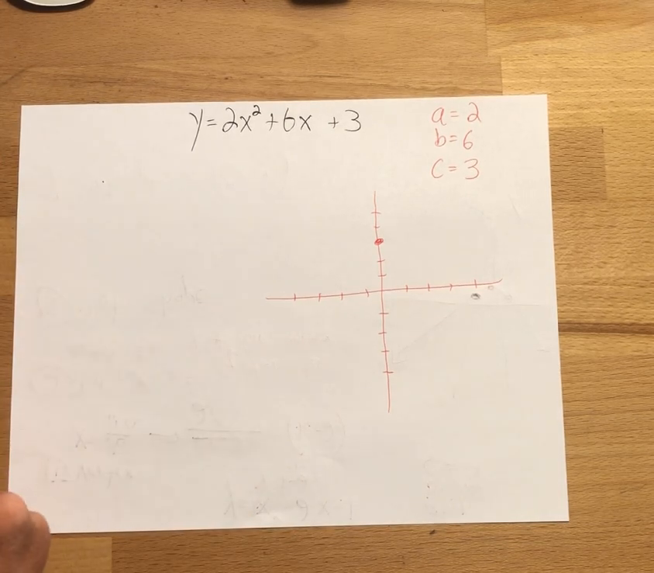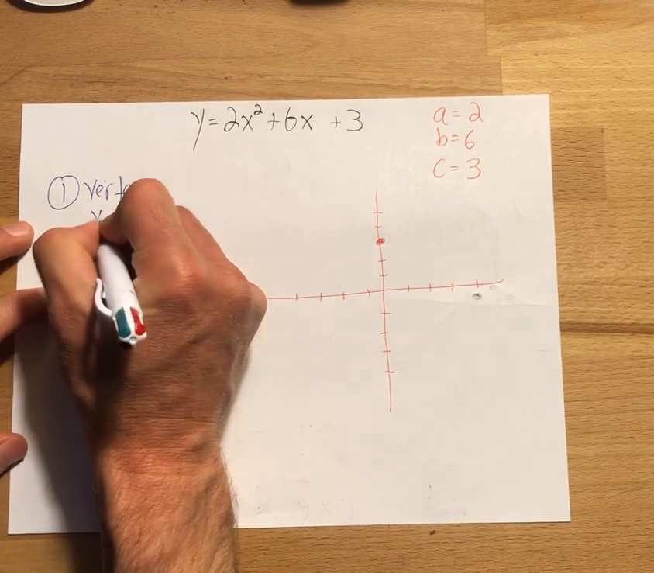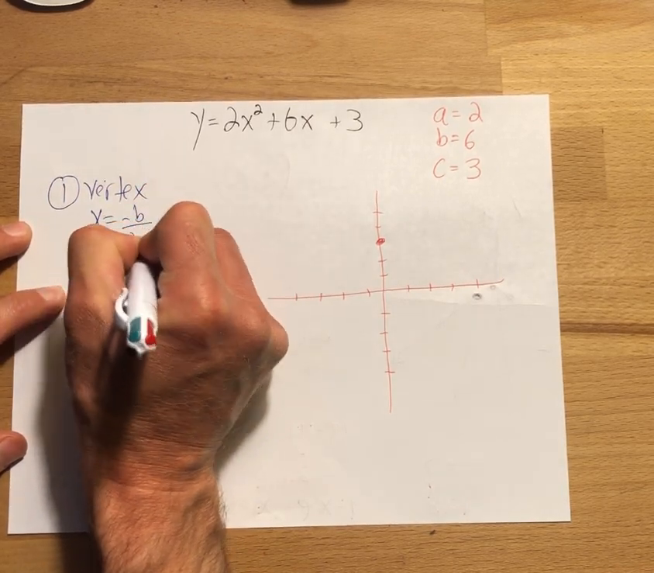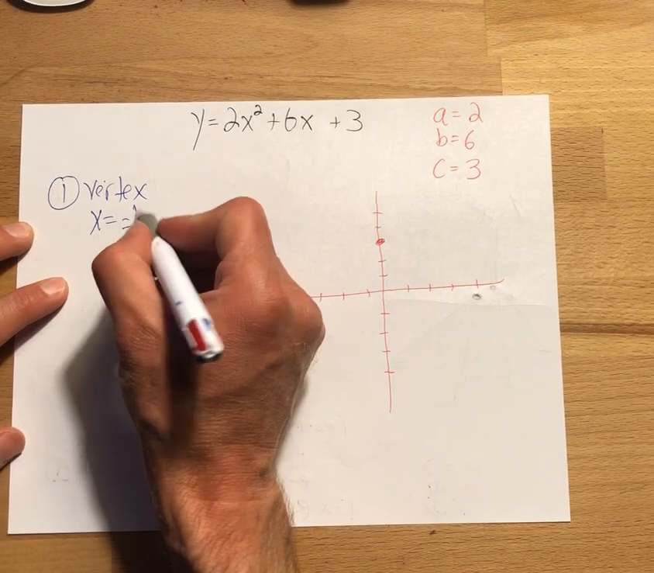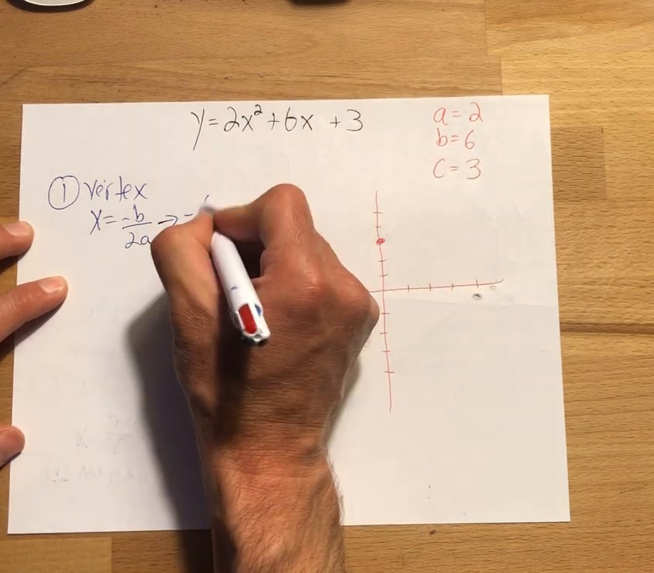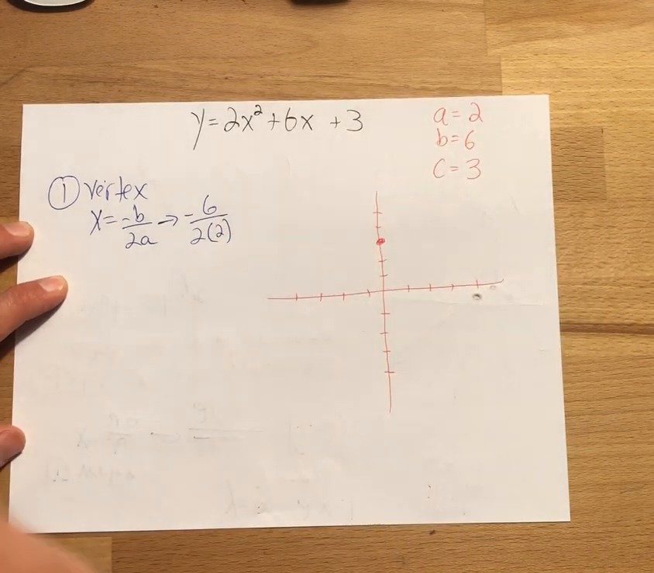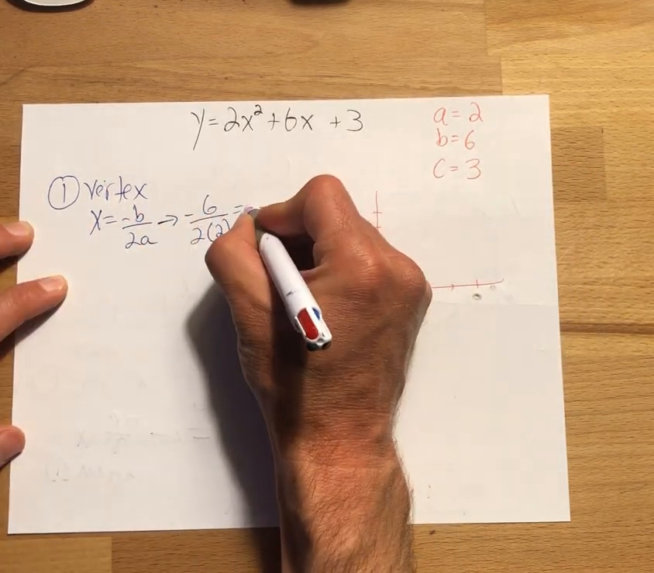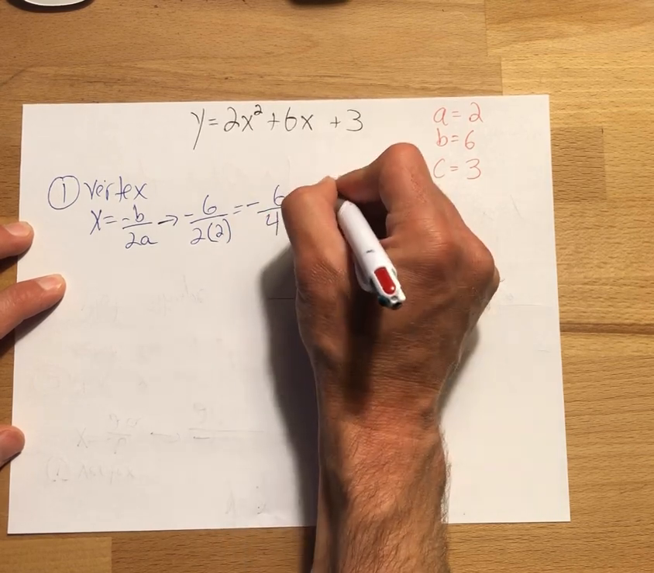Now, the very first step is to find your vertex. And remember, x equals negative b over 2 times your a. All right, x equals negative b over 2 times your a. Negative, my b is 6 over 2 times my a, which is 2. So this is going to give me negative 6 over 4, which is going to give me a decimal answer.